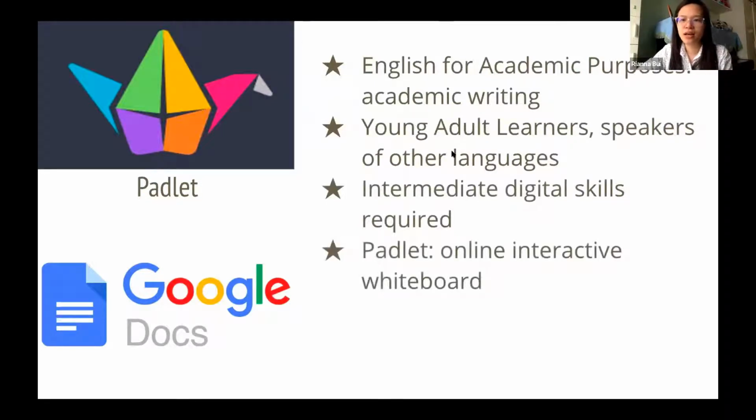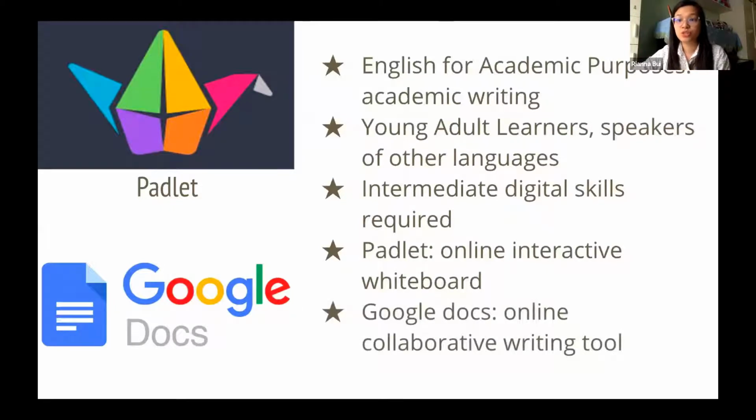The two tools that I'd like to introduce are Padlet, which is an online interactive whiteboard. Have you ever used post-it notes in your classroom? With Padlet, you can post the post-it note anywhere on the screen, and then you can project it to show to the class, and the students can also incorporate it in their classwork. Another tool is Google Docs, which is an online collaborative writing tool that can work in real time. So the students can see, comment and review what they have written.